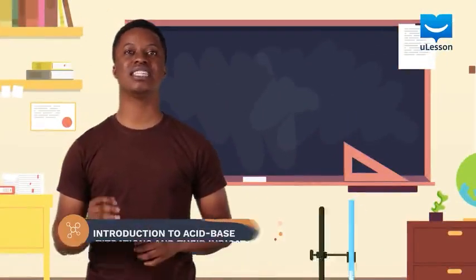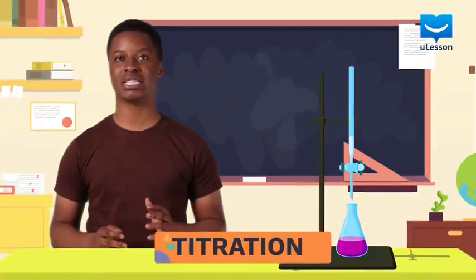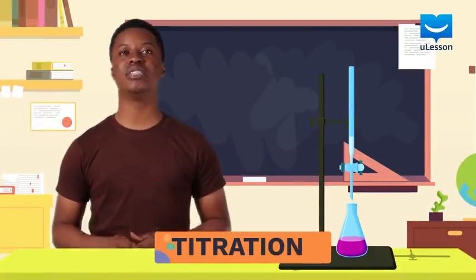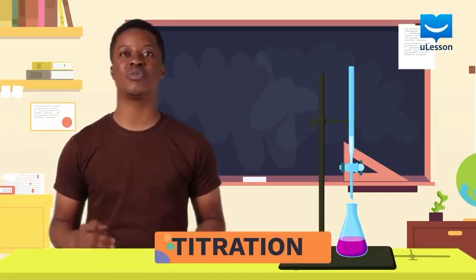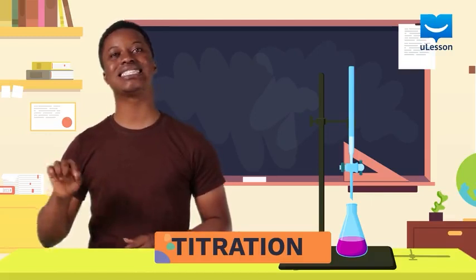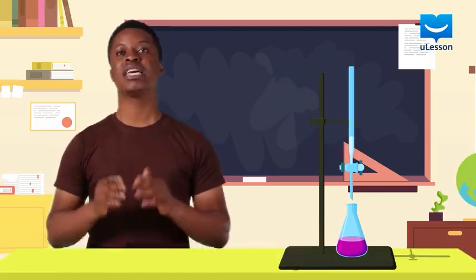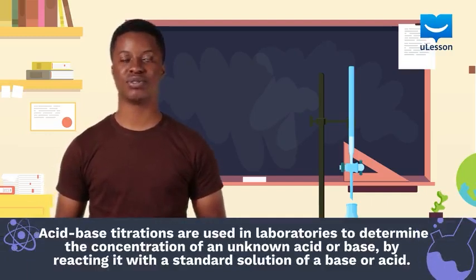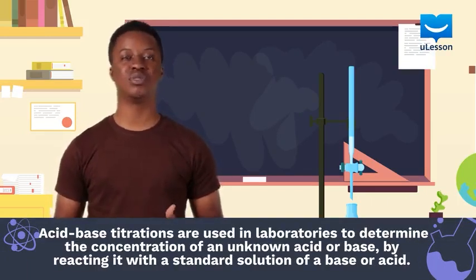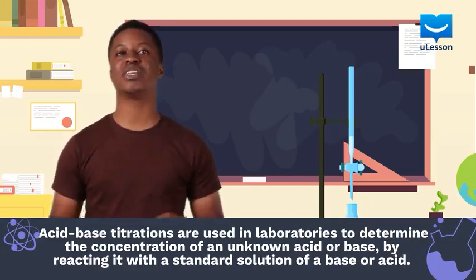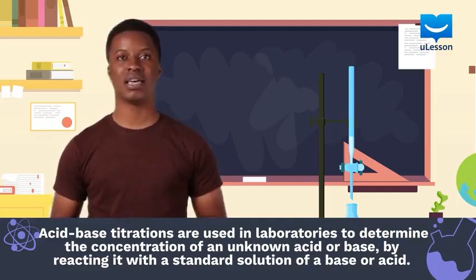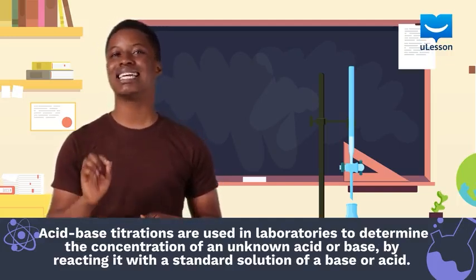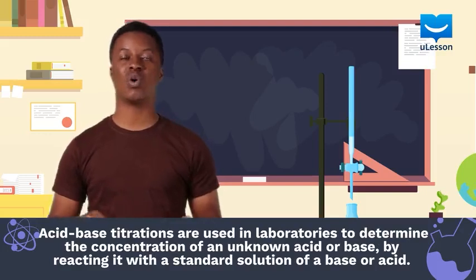So, hey guys, we have gotten to understand that titrations are a form of volumetric analysis used to determine the quantity or concentration of a solution using a standard solution. In this lesson, we will commence our discussion on acid-base titrations, which are used in the laboratories to determine the concentration of an unknown acid or base by reacting it with a standard solution of a base or acid respectively.